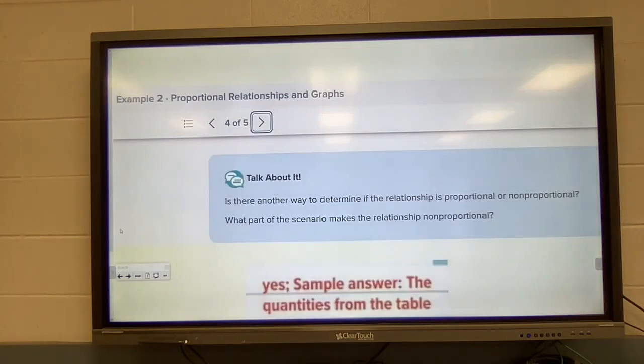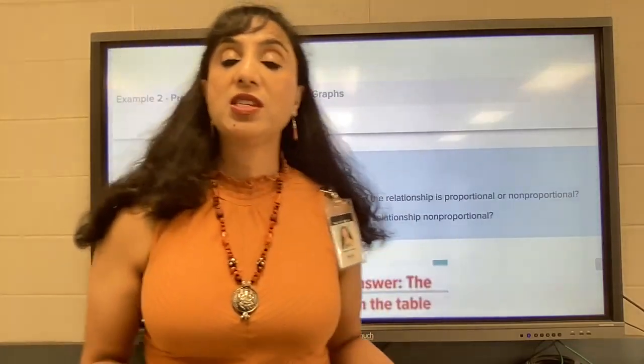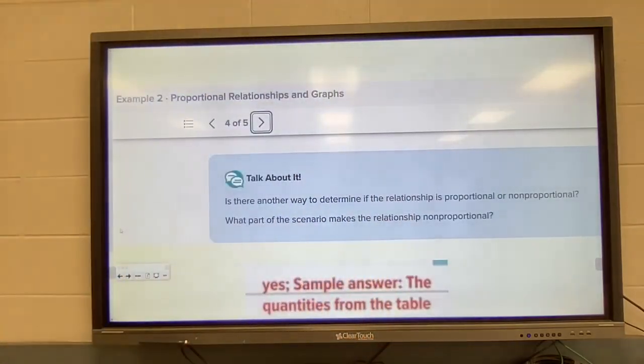All right. Is there another way to determine if the relationship is proportional or non-proportional? We have already talked about converting every xy pair, so the y over x in the table, to the simplest form, which would be the unit rate. And if they all have the same unit rate, it's going to be proportional. If they have different unit rates, it is not going to be proportional.